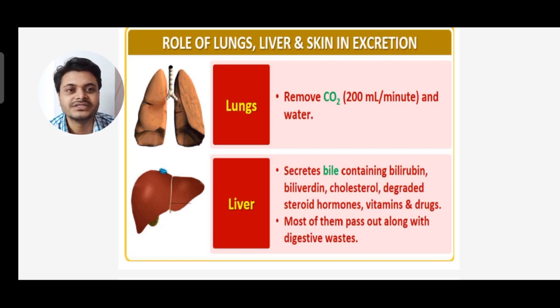And the liver, what does the liver excrete? The liver secretes bile containing bilirubin, biliverdin, cholesterol, degraded steroid hormones, vitamins, and drugs. Most of them pass out along with digestive waste.